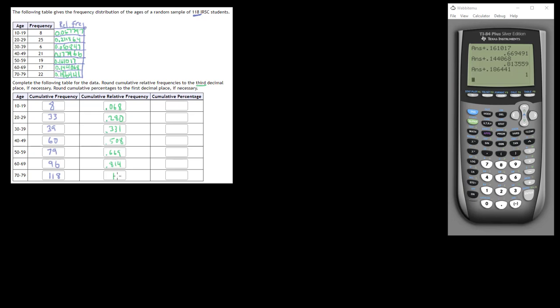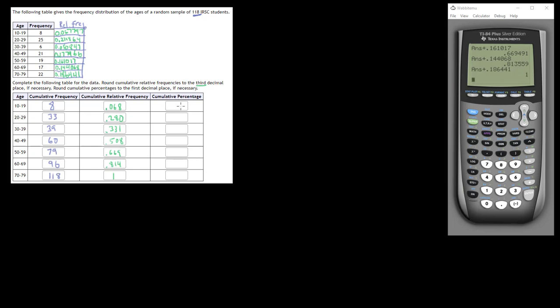But if you get either 1 or very, very close to 1, you can be rest assured that this column is done correctly. Just like if you got the number you're supposed to have, like 118, in the last entry on the cumulative frequency column, then you can be rest assured that you probably did it all correctly. I suppose it is possible that you made maybe 2 mistakes that canceled each other out, but that's probably not the case.